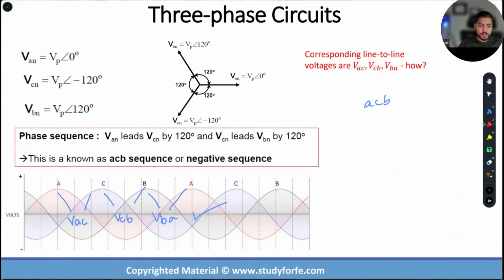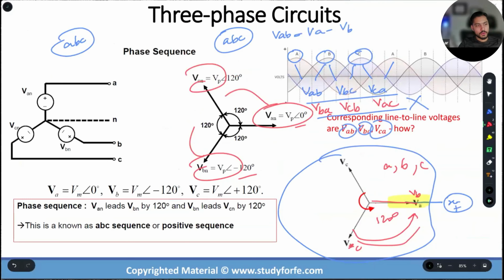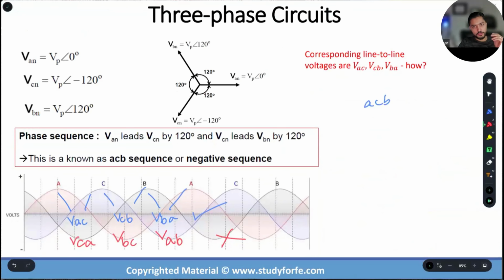In the negative sequence, VCA cannot exist. In the negative sequence, VBC cannot exist. In the negative sequence, VAB cannot exist. Can you see this? Okay. The contrast between the two. So there are practical implications to all of this. This is not all just wishy-washy, abstract, hypothetical.